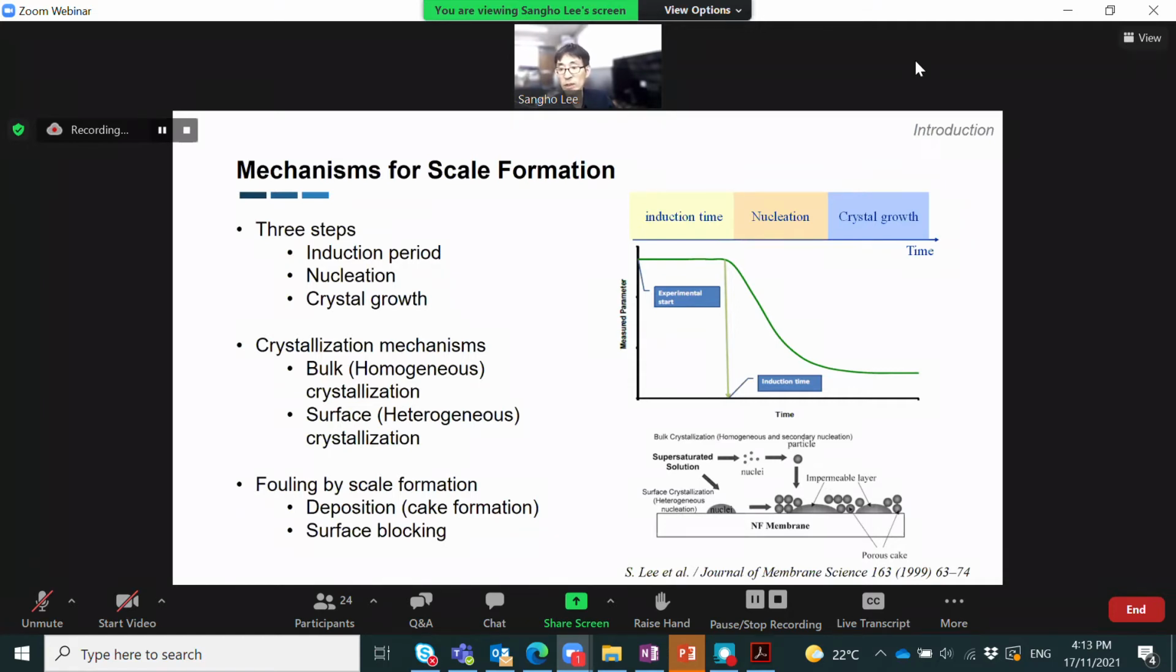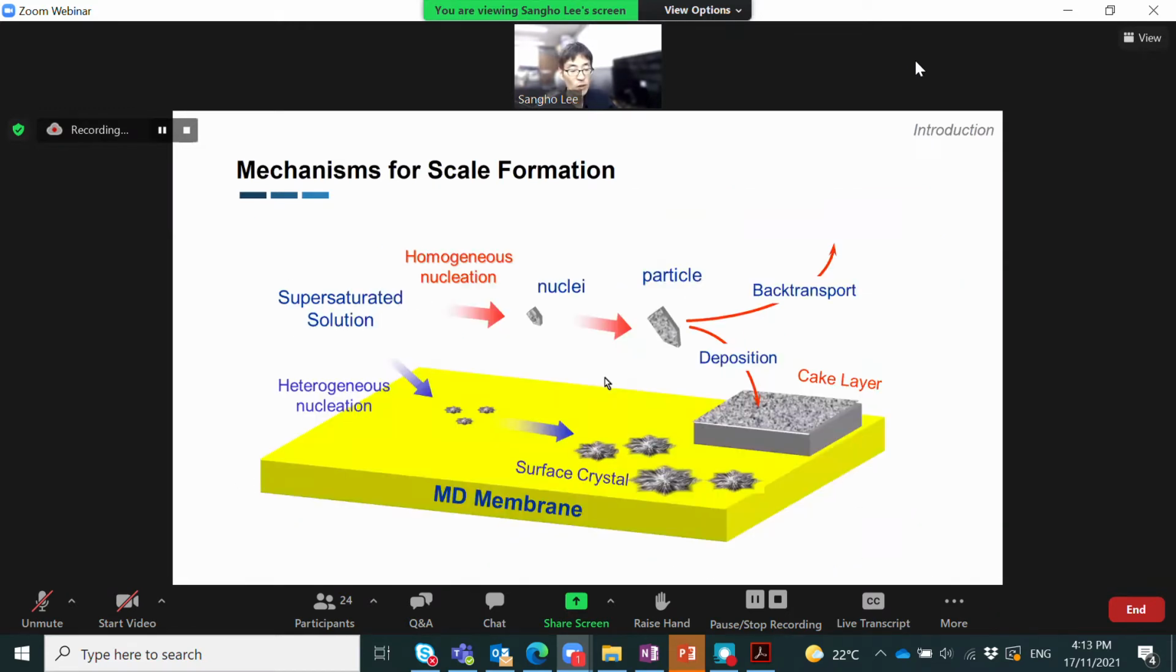According to those different crystallization mechanisms, there are in fact two different pathways of scale formation in membrane systems. The first one is cake formation. The second one is surface blocking. Cake formation happens as a result of homogeneous crystallization, while surface blocking happens as a result of heterogeneous crystallization. If you look at this slide, you can understand the situation more clearly.